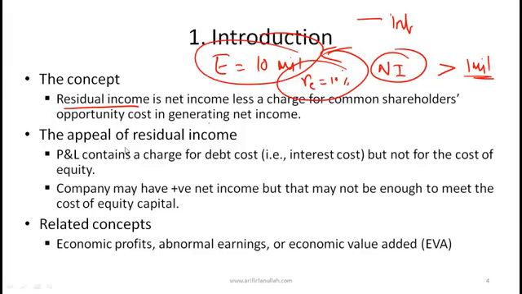So what is the appeal of residual income? Profit and loss contains a charge for debt, which I mentioned, that is interest cost, but not the cost of equity. So now we are also factoring in the cost of equity. A company may have a positive net income, which on the surface might seem good, but that might not be enough to meet the cost of equity. So residual income highlights that issue.